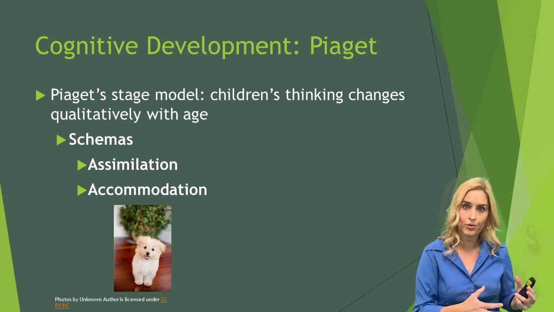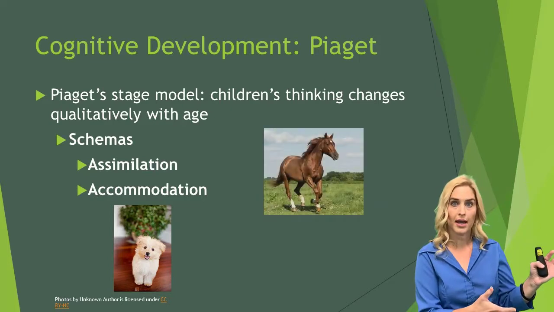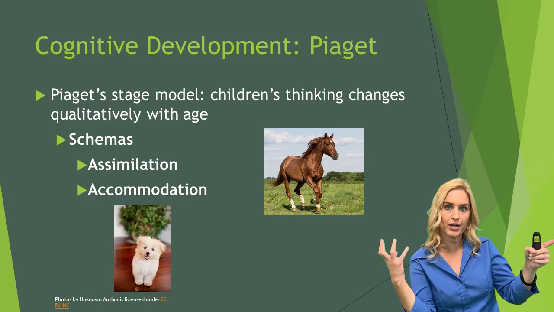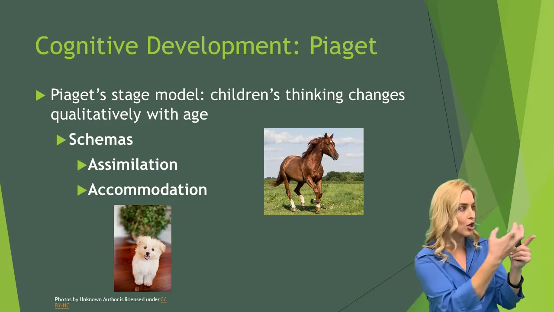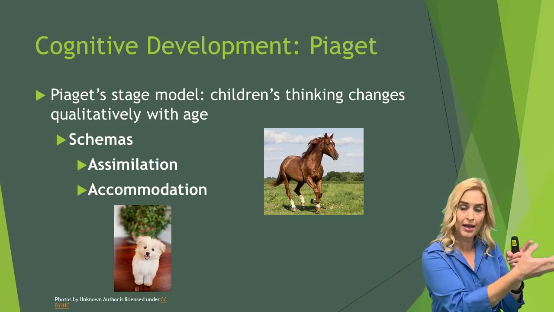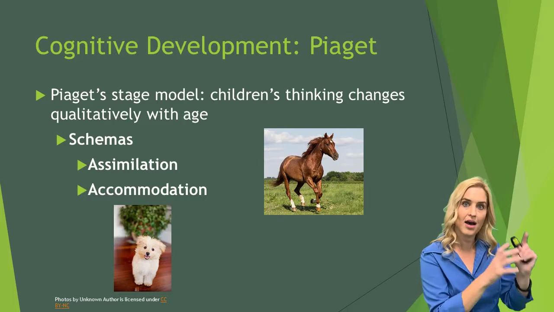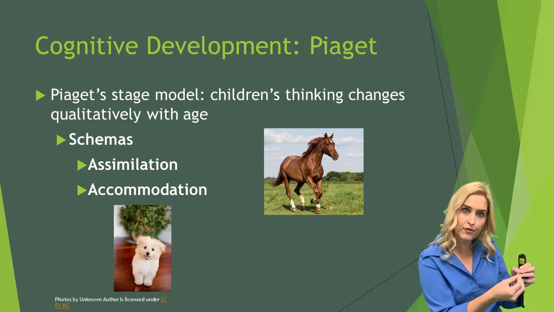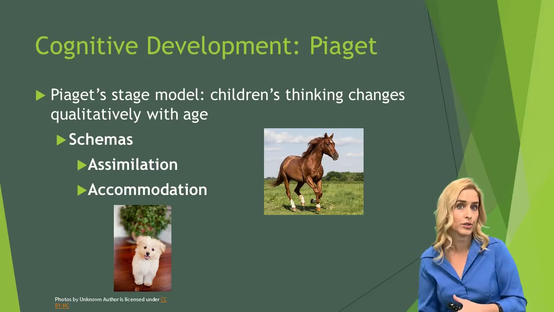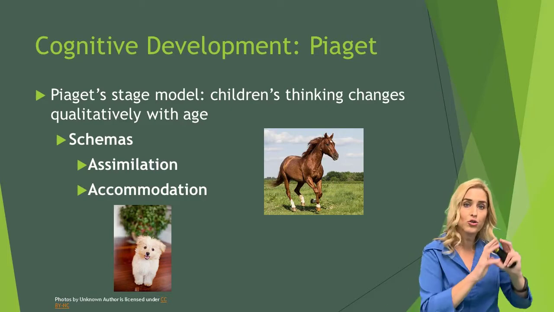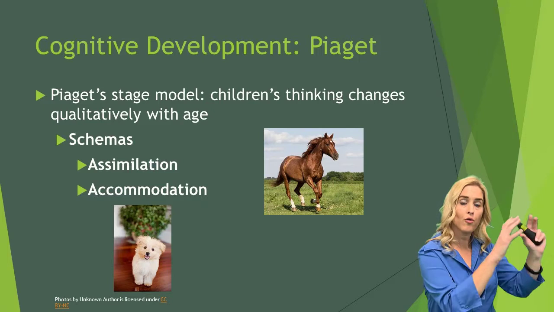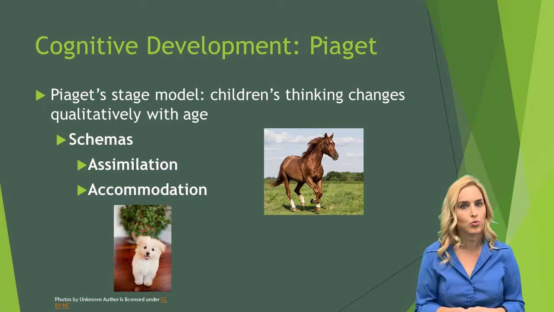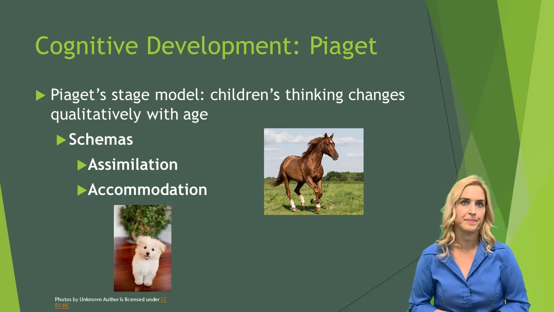Now we go to the zoo. So we see a horse and my child has to say dog, right? They're going to apply their existing schema to this horse. And I say, no, honey, that's not a dog, that's a horse. And maybe I have to point out some of the slight differences that we see in horses versus dogs. So now we have to create a whole new schema for this new category of animal. That's kind of how schemas work as we grow and develop.